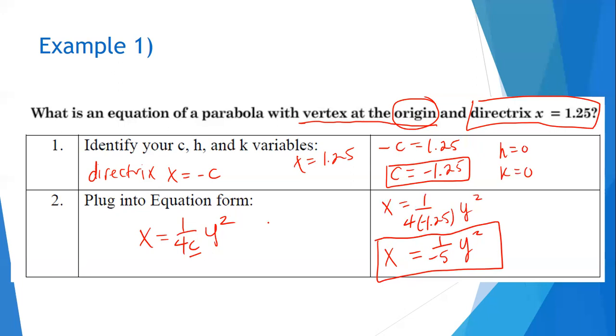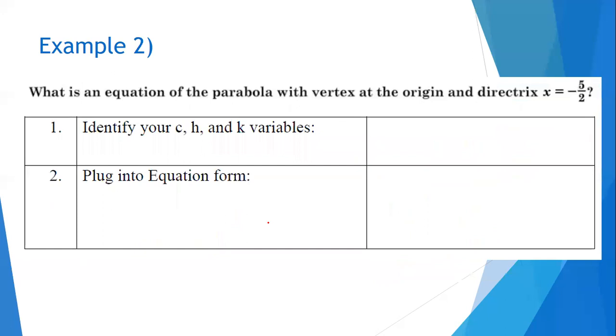How do we feel? Feeling it? All right, example 2, go for it. I'm gonna give you 60 seconds to do.